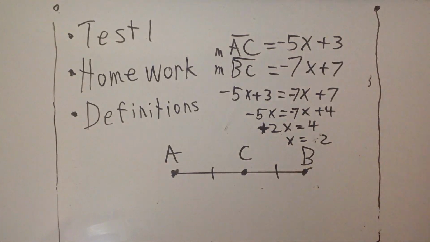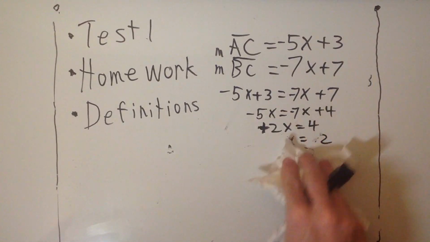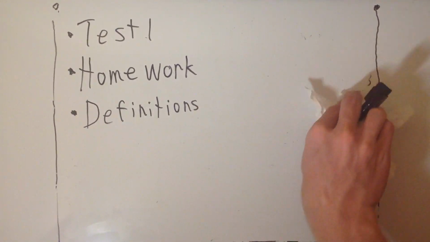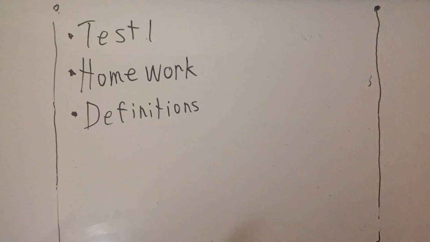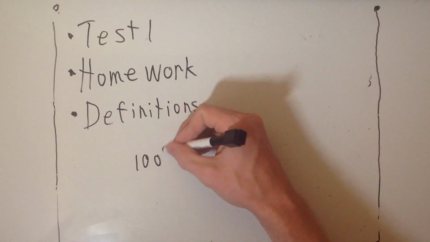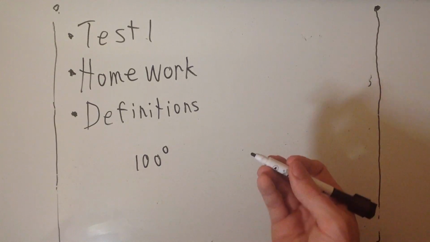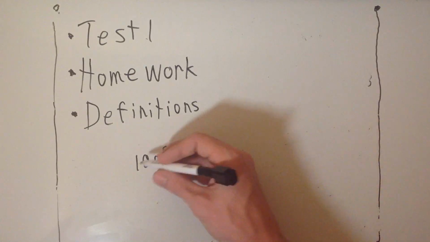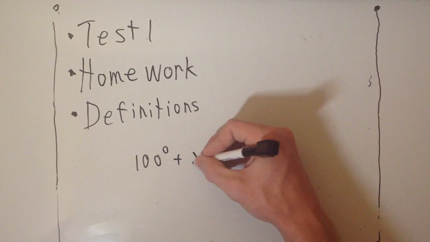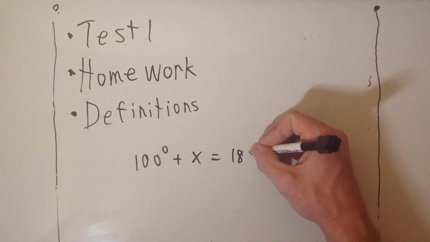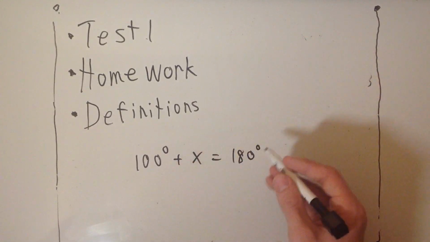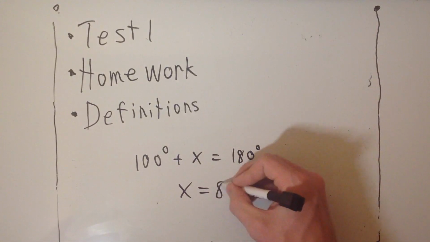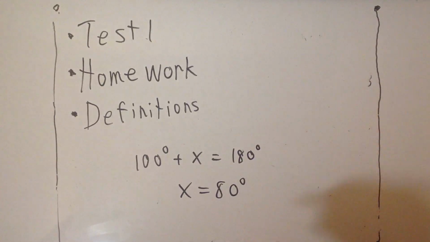So, one of the problems that's going to be on here, you're going to have a supplementary angle. If I have an angle of 100 degrees, and I want to know what its supplement is, the supplement is the angle that you add to this to get to 180. So essentially you have 100 plus x equals 180 degrees. We do a little math, and you can see fairly easily that x in this case equals 80 degrees. So that is your supplement angle.